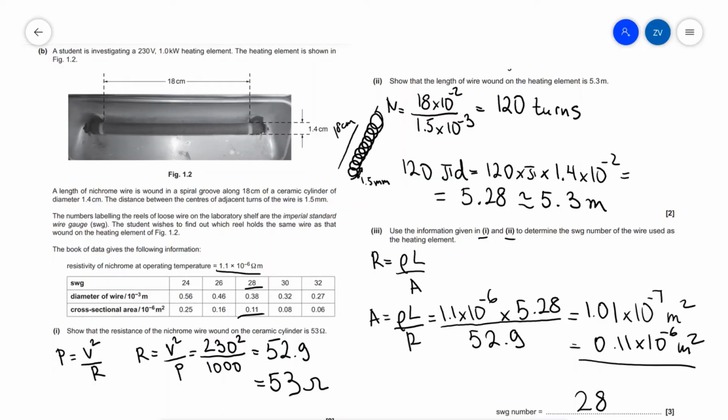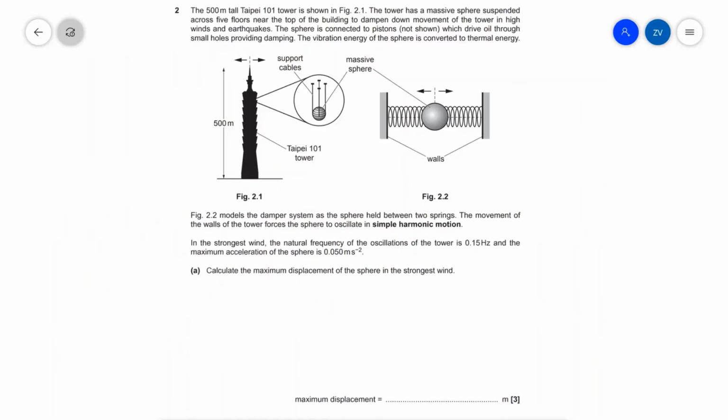Okay, well, let's have a look at question 2. Okay guys, question 2, which is about the Taipei 101, which used to be one of the tallest buildings in the world. That building has a massive damping system, which essentially involves this weight, which is allowed to swing to side, and that acts as a shock absorber.